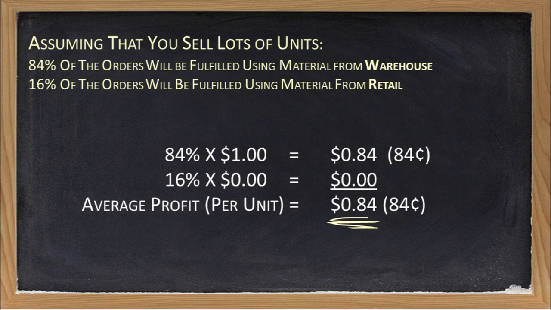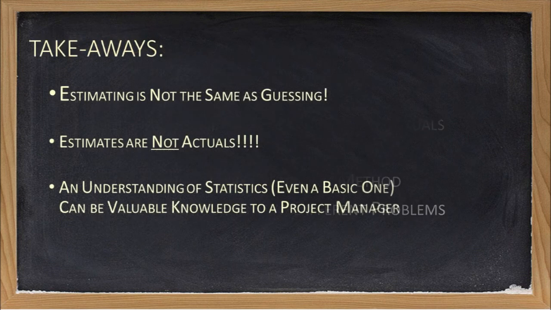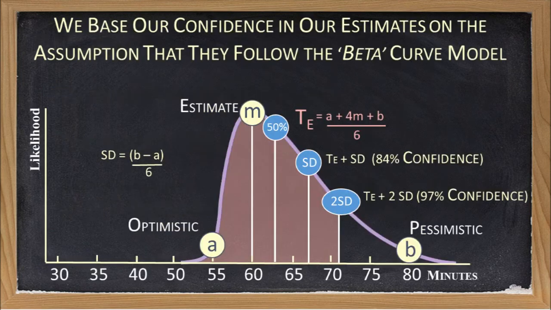This problem gives us a glimpse into the diverse nature of problems that can be addressed with a bit of knowledge on estimating techniques combined with the 3-point estimating technique. And thus we come to the end of this video. We have looked at estimating techniques, explored shortcomings of using estimates as actuals, reviewed some basic statistics, and learned about the 3-point estimating method and applied it to 2 problems. What I hope you take away from this video is that estimating is not the same as guessing, estimates are not actuals, and understanding of statistics, even a basic understanding, can be a very valuable tool to a project manager.